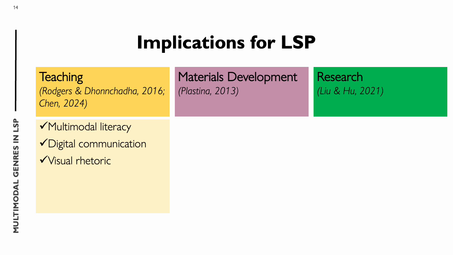Research by Rogers and Donchada, for example, showed that digital video creation helped students develop not only language abilities but also collaborative and professional communication skills. Similarly, Chan found that explicit instruction in visual communication and presentation design improved students' confidence and communicative effectiveness.